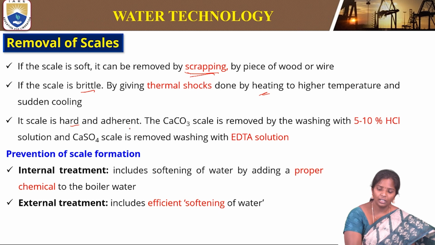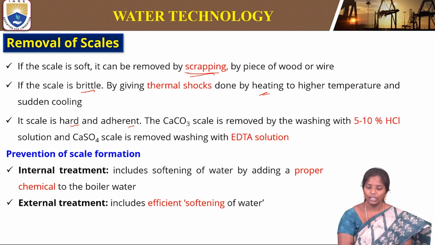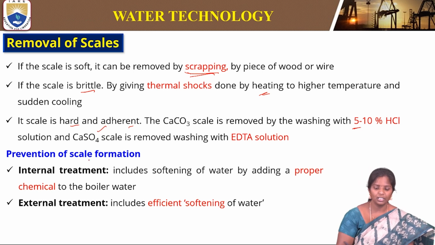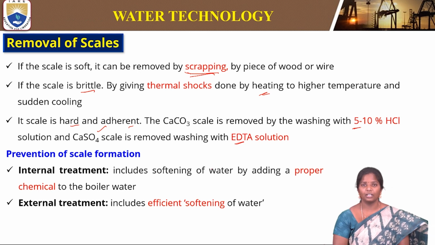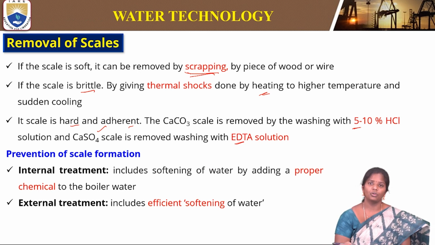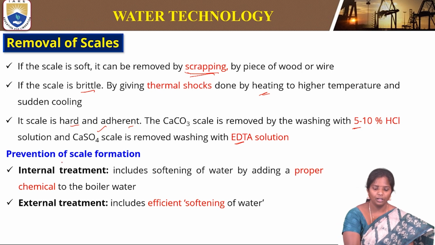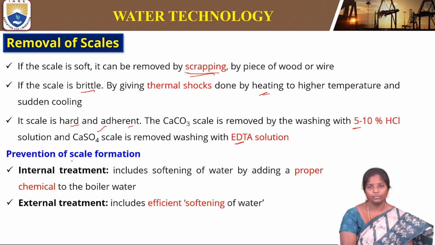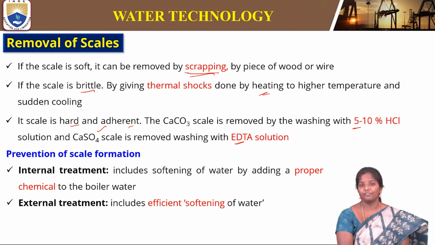But if it is hard and adherent, it is removed by washing with 5 to 10% HCl, and calcium sulfate can be removed by washing with EDTA. If we wash the boiler with these solutions, the scales can be removed due to the chemical reaction that takes place, which dissolves the scales.